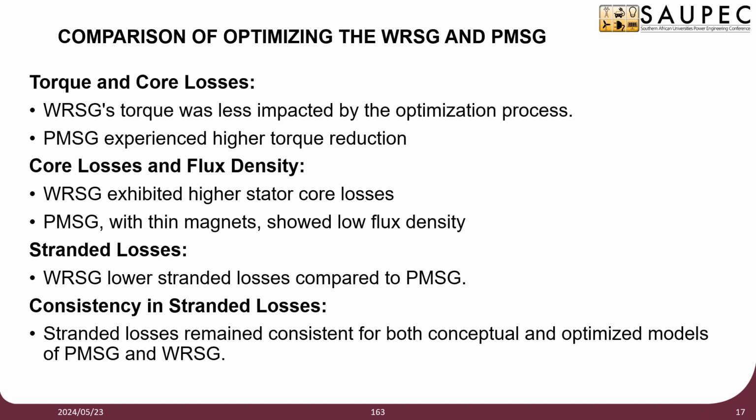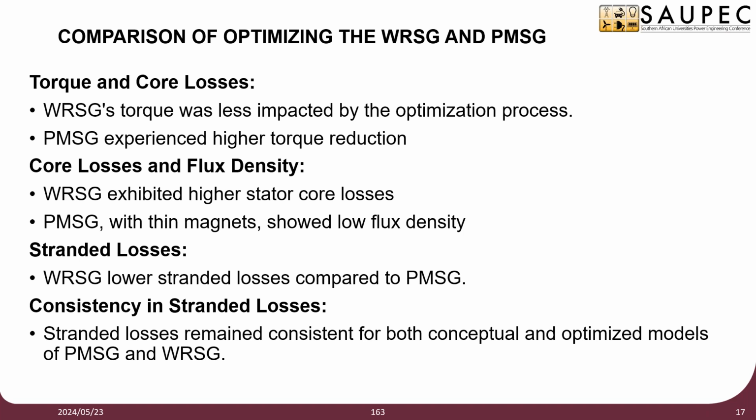The WRSG experienced higher stator core losses since the machines operated at the same frequency. Another factor that contributed to core losses was flux density. Thin magnets were used, which led to reduced flux density in the core. Thus, the machine was not saturated, leading to fewer losses. The low flux density was evident given the fact that the torque was low compared to the WRSG.